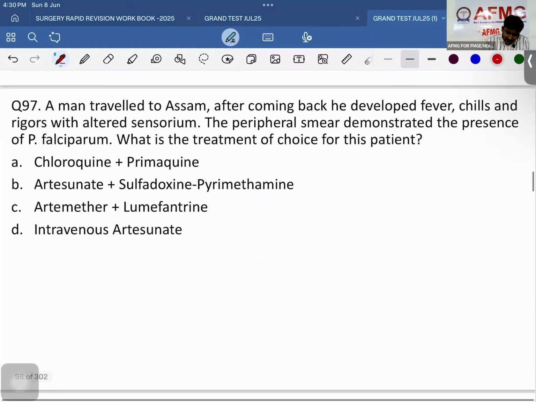Question number 97, very easy. A man traveled to Assam, beta. After coming back, he developed fever, chills, and rigors, beta, along with altered sensorium. The peripheral smear demonstrated the presence of Plasmodium falciparum, beta. What is the treatment of choice for this patient? So, we know that the patient has come from Assam, beta.